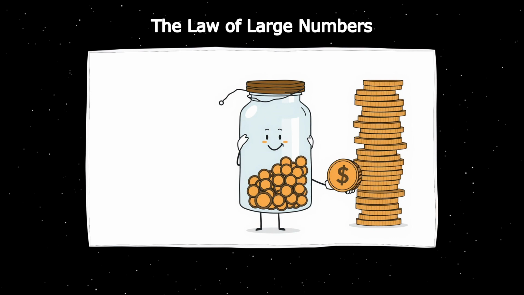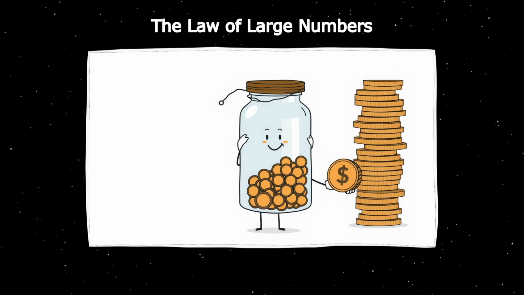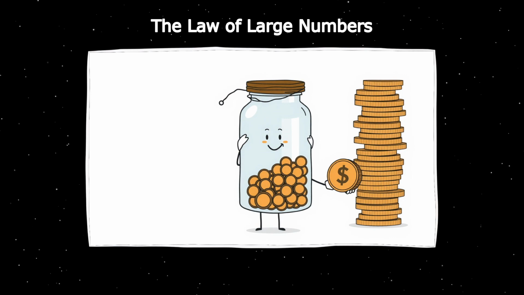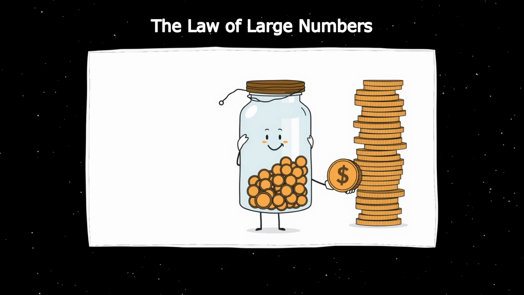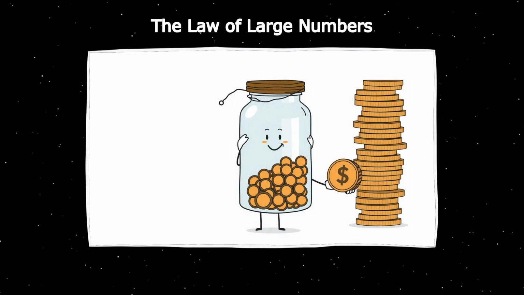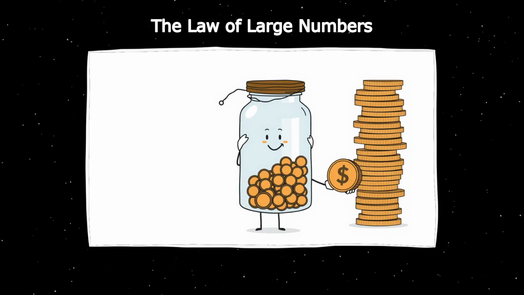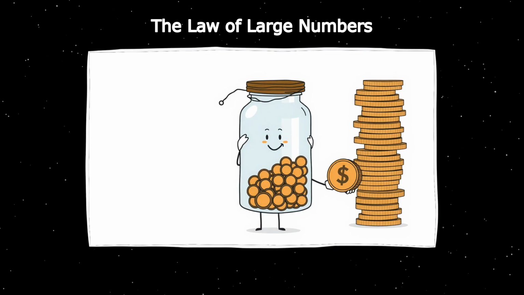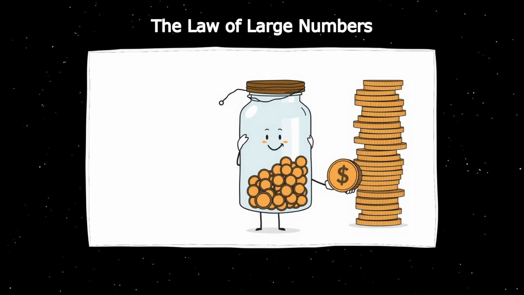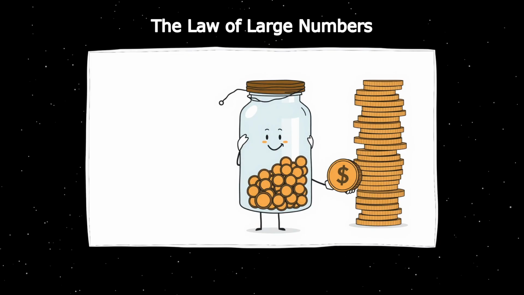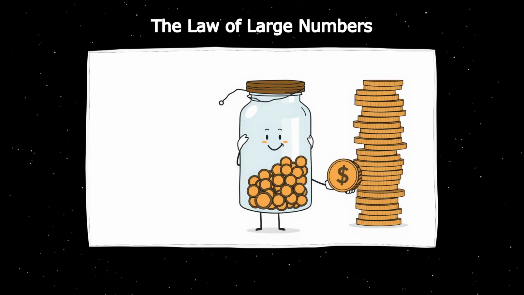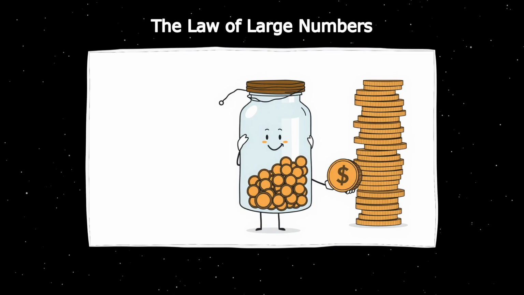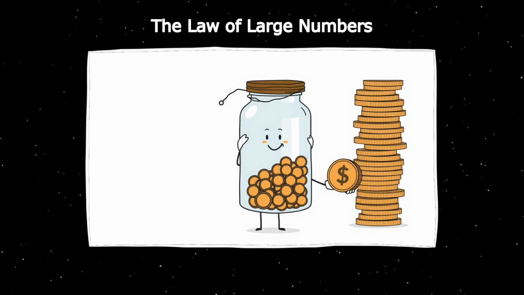To illustrate this principle, let's consider an everyday example: flipping a coin. When you flip a coin a few times, you might get heads 3 times and tails only once. At this point, it may seem as though the coin is biased toward heads. But what happens if you continue to flip the coin, say, 100 or 1,000 times?